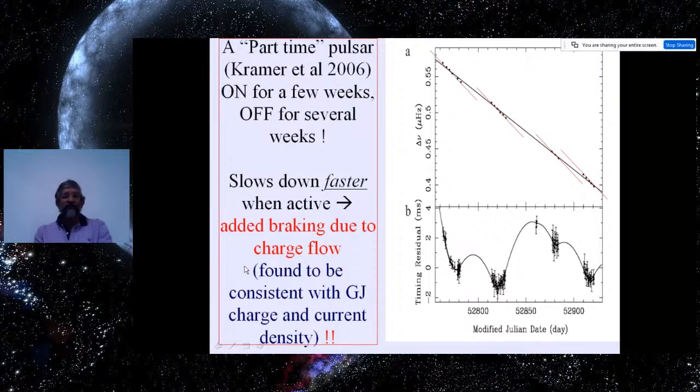And it turns out, after doing all the sums, that it is found to be consistent with what Goldreich and Julian had predicted as the charge and current density for the given pulsar parameters that you have. So this is a real triumph of the theoretical correctness and the prediction.